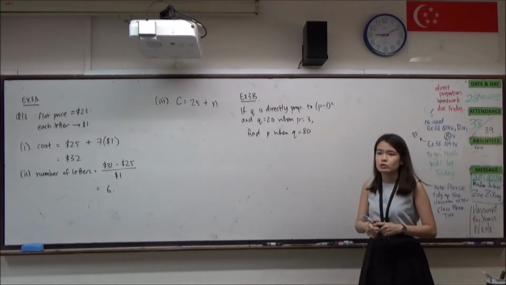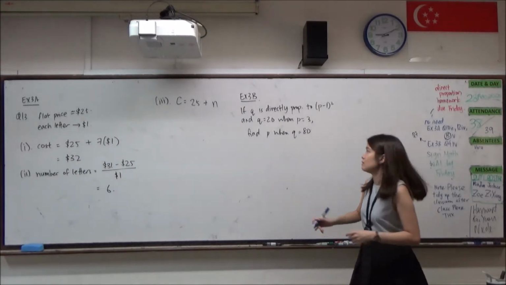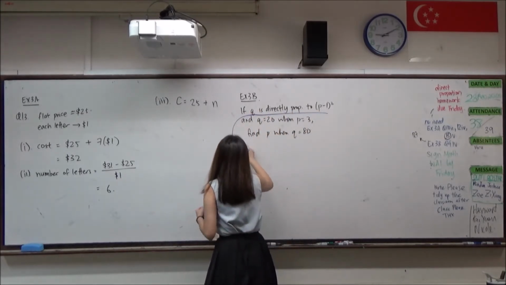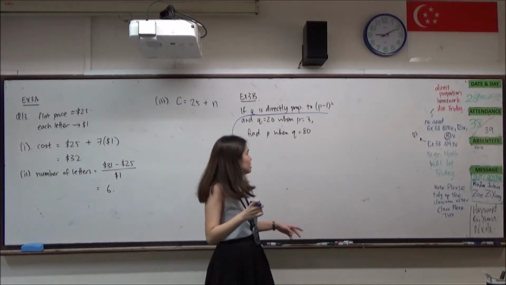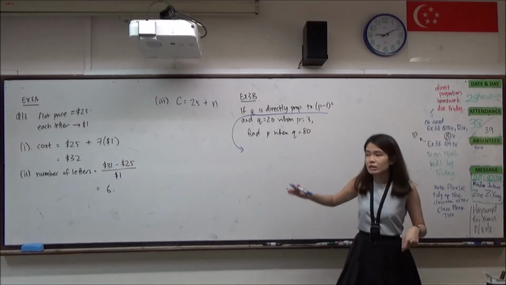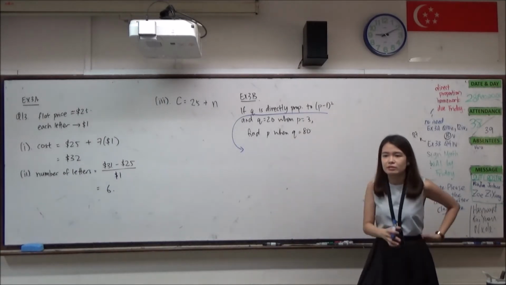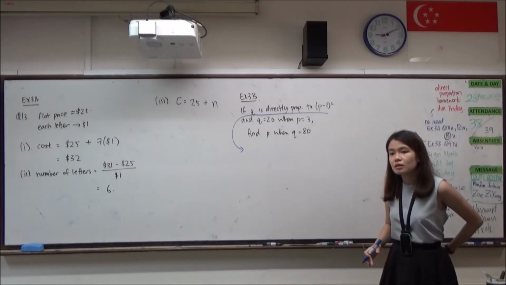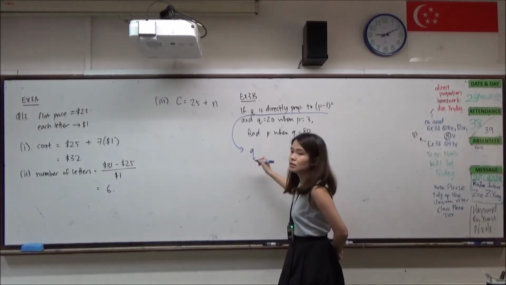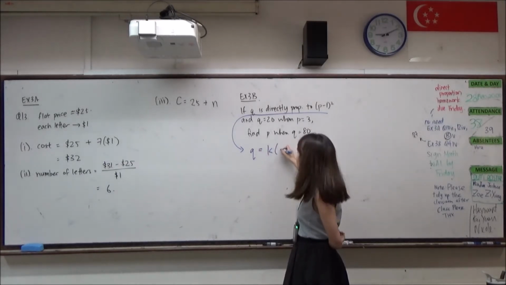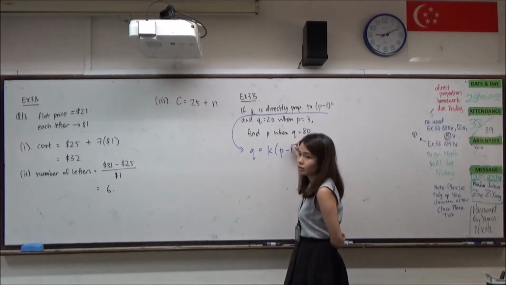Q is directly proportional to P minus 1 squared. So what does that mean? With the very first part of the statement, Q equals k bracket. Maybe let's choose Valerie and tell me what is the equation that I can form. How do I translate this English to maths? Q equals k bracket P minus 1.